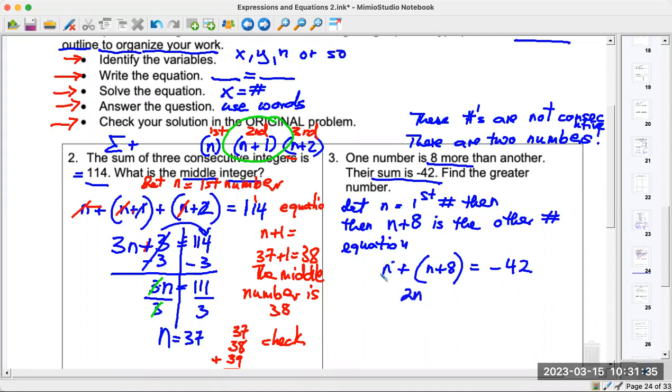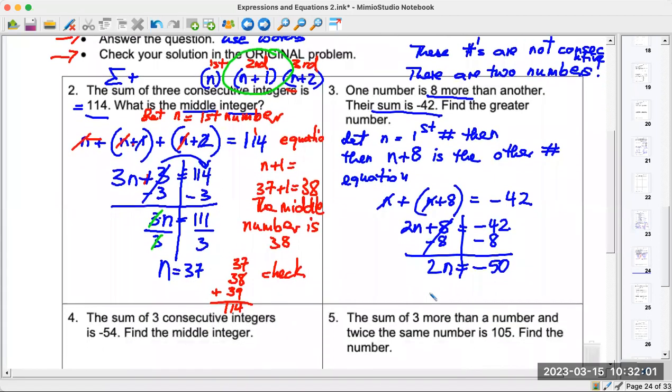2n, because we have 1 here and 1 here, 2n plus 8 equals negative 42. Draw your line, subtract 8 on both sides, opposite of this. Your 8 goes over here. So we have 2n. The answer is negative 50. And divide by 2. N is negative 25. That's your first number.